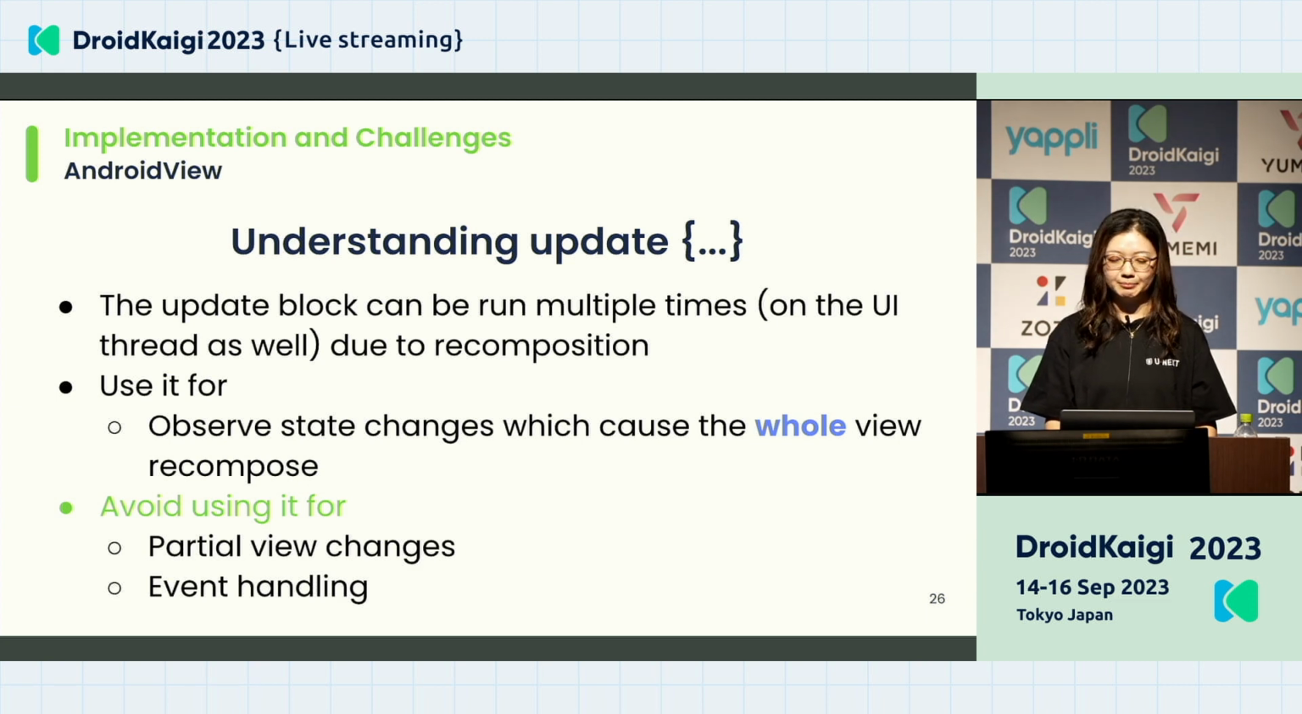Then let's check the update block. The guide says it runs multiple times when internal state changes. In practice, don't make this block too long with several states, because every single state change will make the whole block reprocessed and the whole view recomposed again. So just be careful to use it for the state change causing the whole view to recompose, and avoid using it for partial view changes and event handling.